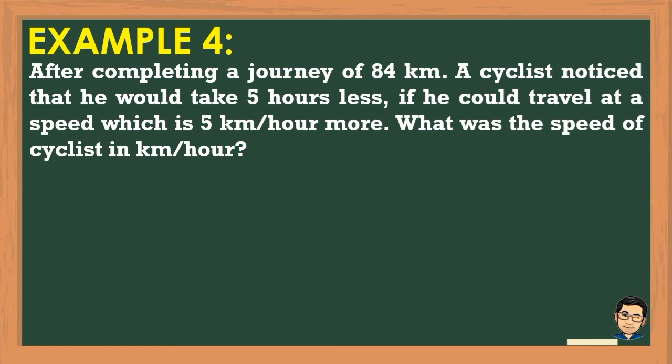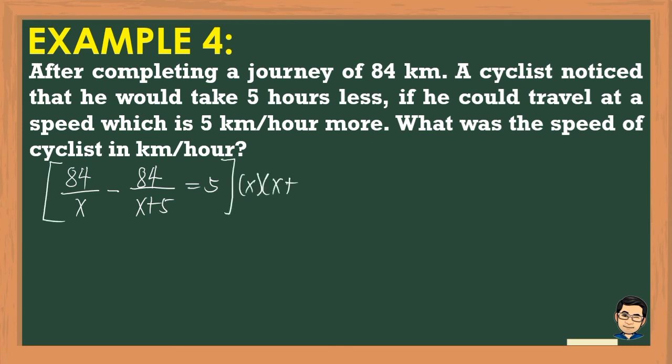So ang pag-represent po natin dito, magiging 84 over x. So yun po yung una, and then minus 84 over x plus 5 is equal to 5. Okay. So and then our LCD will be x and x plus 5. So i-multiply natin 'yon sa whole equation para matanggal yung mga denominators.